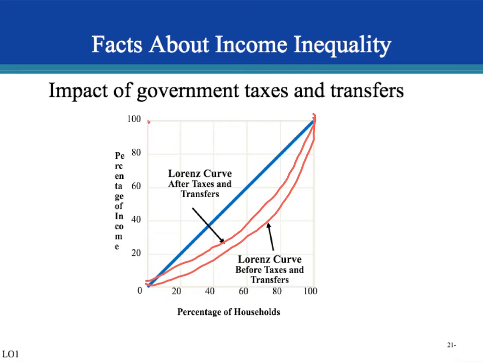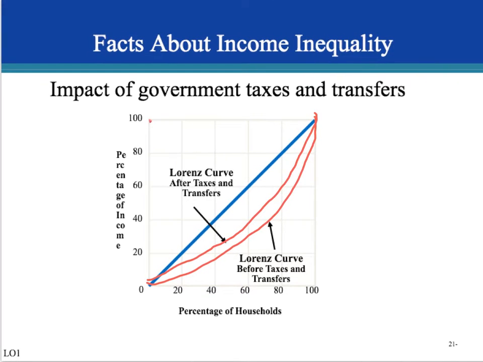Because taxes and transfers redistribute income from the highest earners to the lowest earners, income is redistributed a little bit. So after taxes, the Lorenz curve is closer to the perfect equality line.